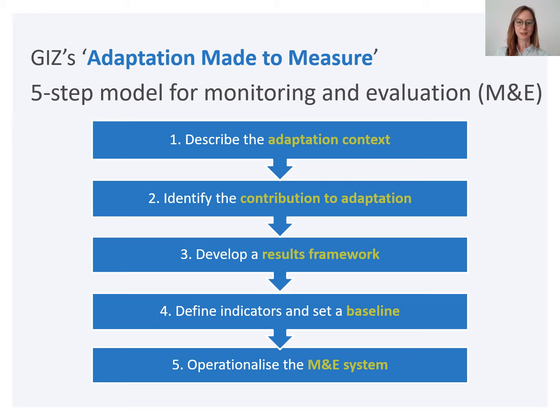So GIZ has developed a 5-step model for monitoring and evaluation called Adaptation Made to Measure. In this model, the 5 steps are to describe the adaptation context, to identify the contribution to adaptation, to develop a results framework, to define indicators and set the baseline, and to operationalize the monitoring and evaluation system. So let's go through each of these one at a time.